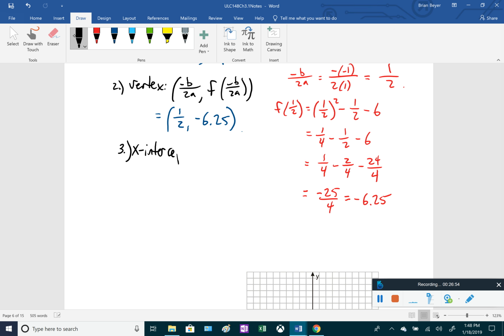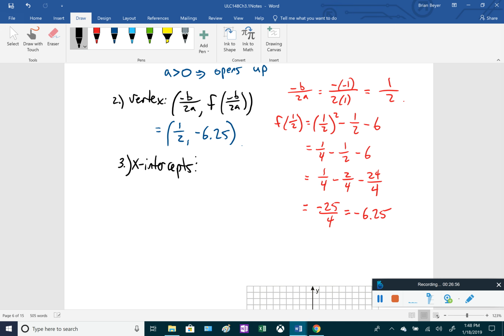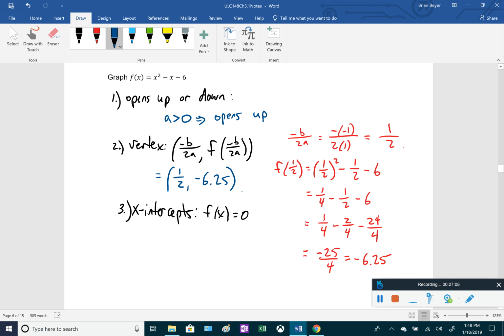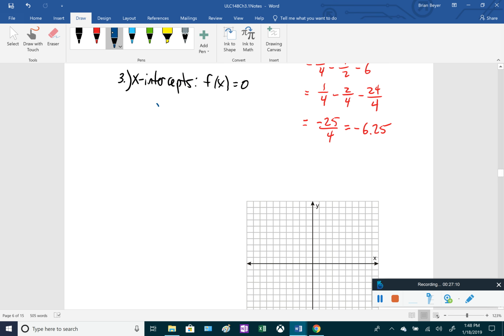Okay, and then for the x-intercepts, we're going to take the function and set it equal to 0. Function was called f of x again. So we're going to set it equal to 0. And what was the function? x squared minus x minus 6. Okay, so it's a quadratic equation. So typically you want to get everything on one side of the equation, which it already is, set equal to 0. Try to factor it. So you hope that it factors because it's a little bit easier if it factors. If it doesn't factor, you probably should just use the quadratic formula.